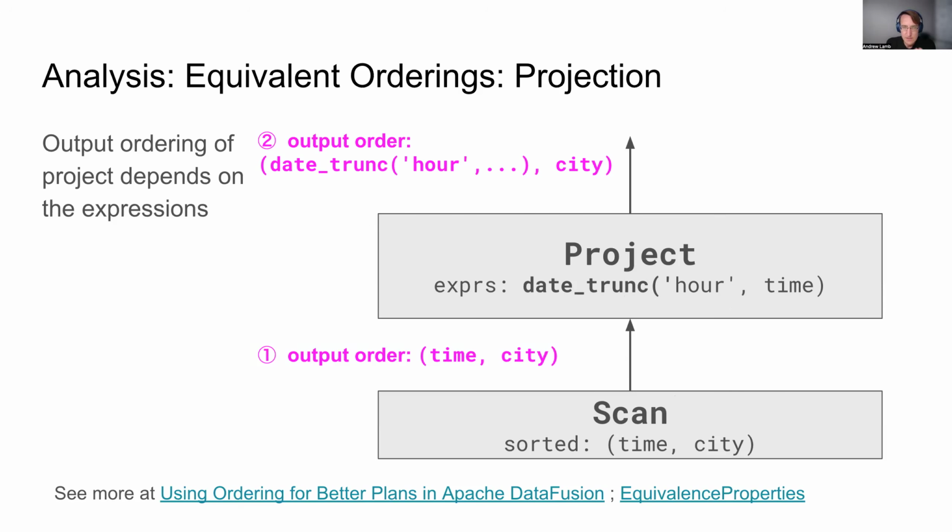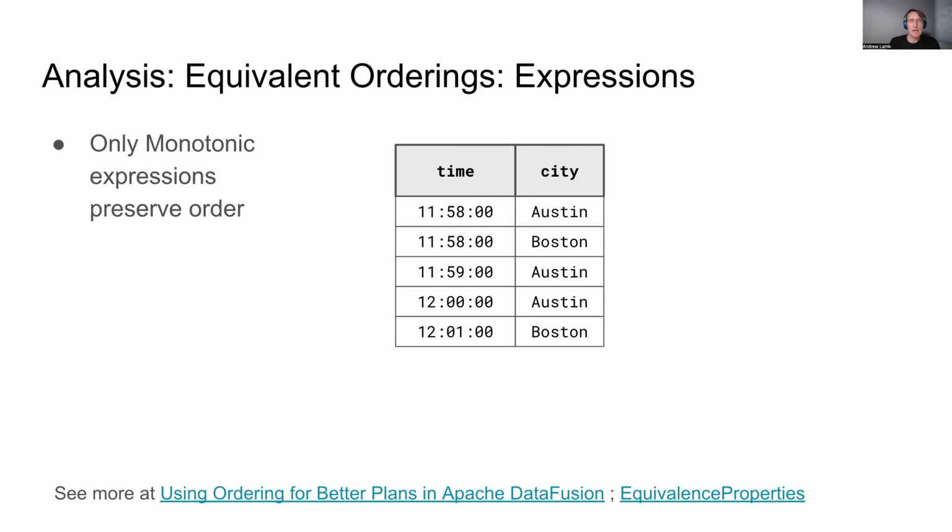The expression analysis will have to track that the output order is actually now date trunc and city, date trunc hour, blah, blah, blah, but then city. And so how does it do that? So basically, you can't just track columns. You have to also track expressions, and you have to be careful what kind of expressions. This is what I'm going to talk about. I mentioned this earlier.